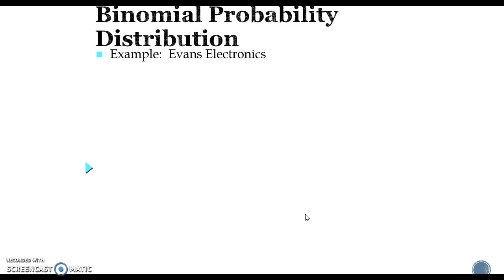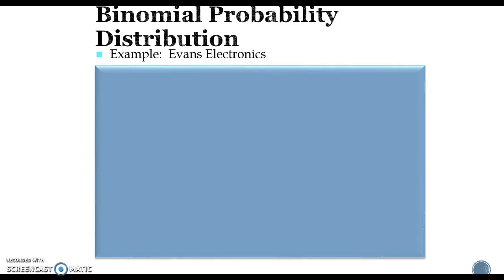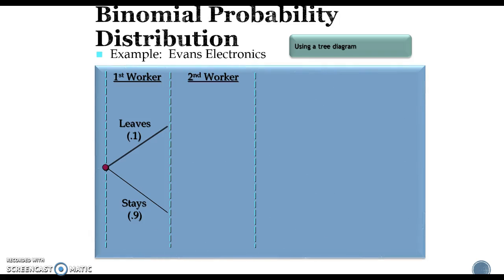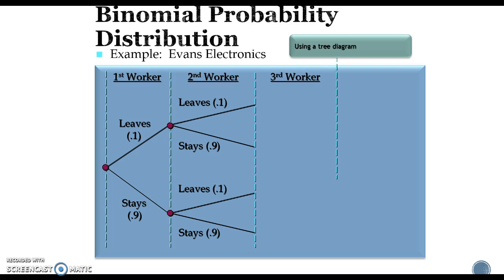So here's how this is going to look. It's going to be a huge tree diagram. We are going to start with the first worker. So we pick one person and we say, do they leave or do they stay? Those are their two choices. They have a 10% chance of leaving and a 90% chance of staying. And then we're going to add the decision of the second worker.